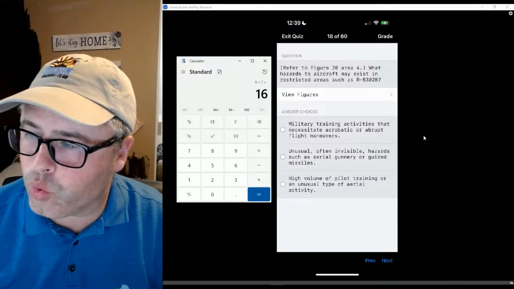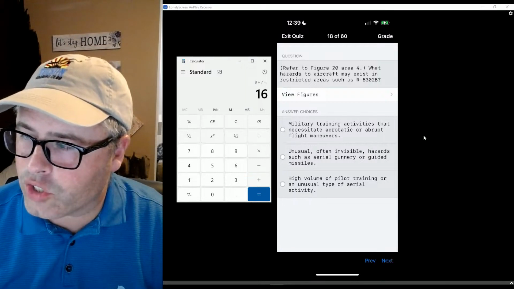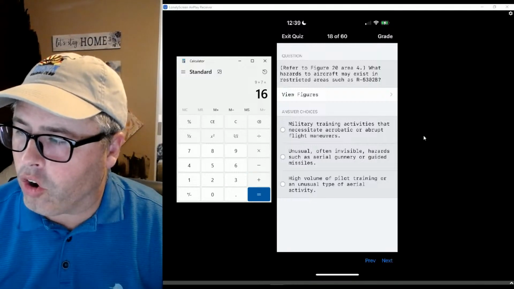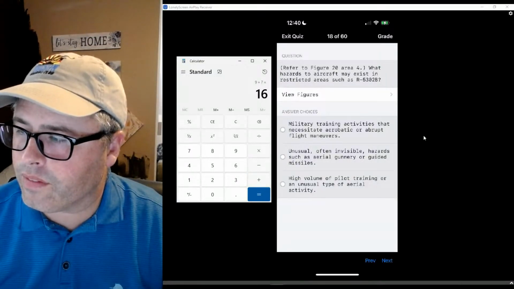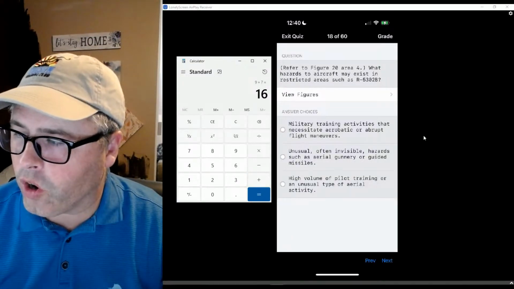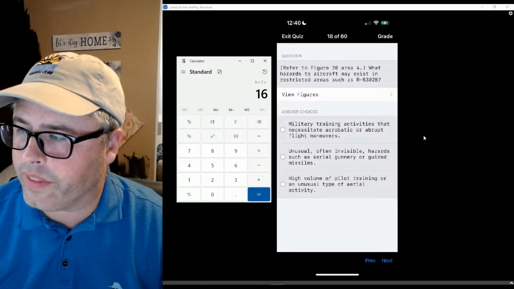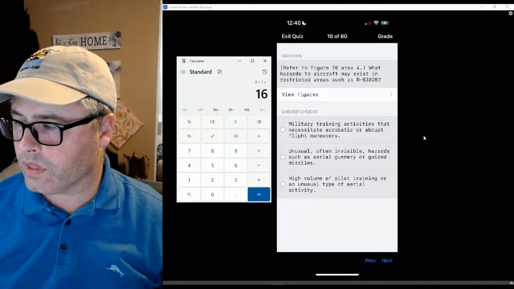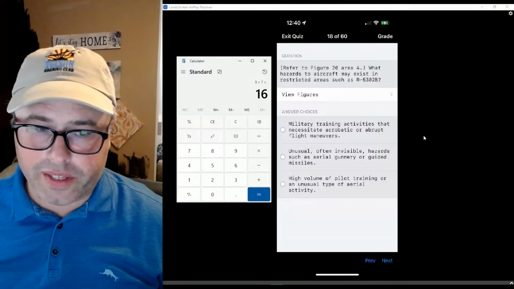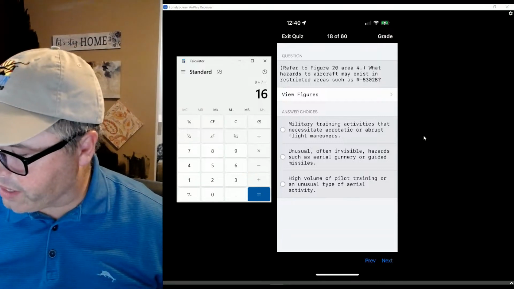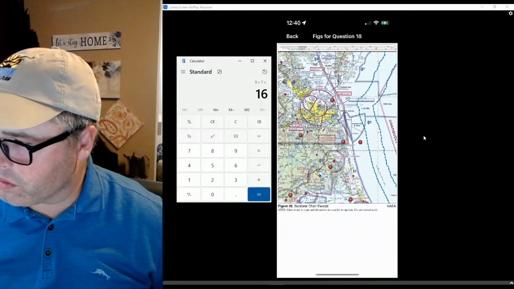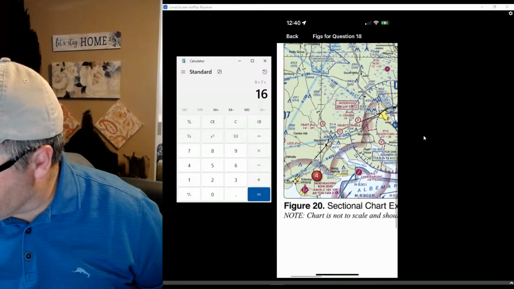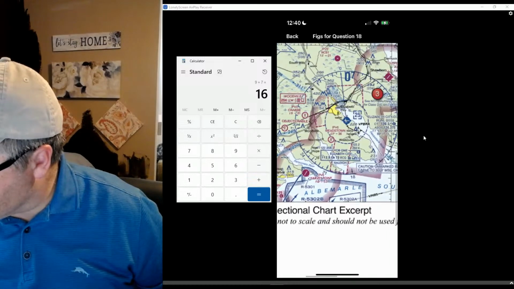Refer to Figure 20, Area 4. What hazards to aircraft may exist in restricted areas such as R5, R for restricted, R502B? They tell you it's a restricted area anyway. So we can look at it. Area 4 down here. Okay, hey, look, there's a restricted area. It's in blue.